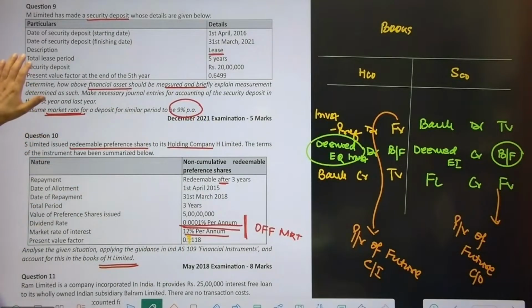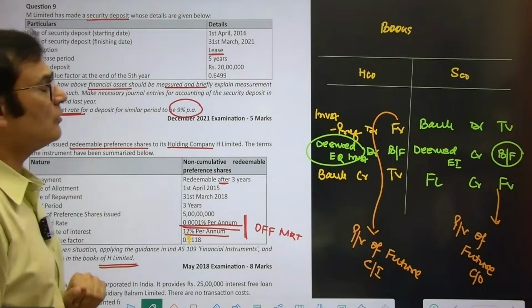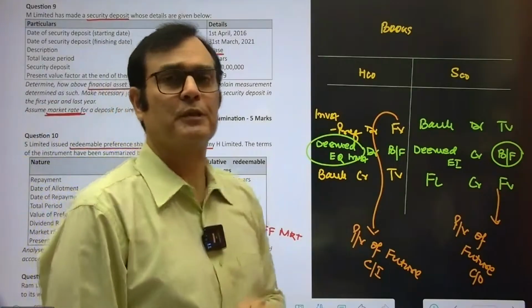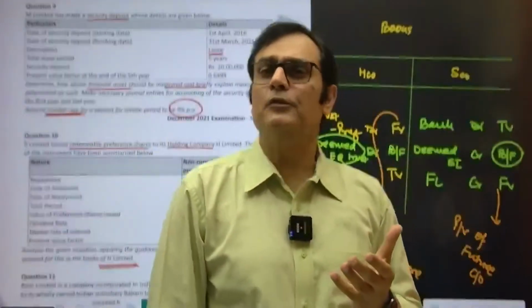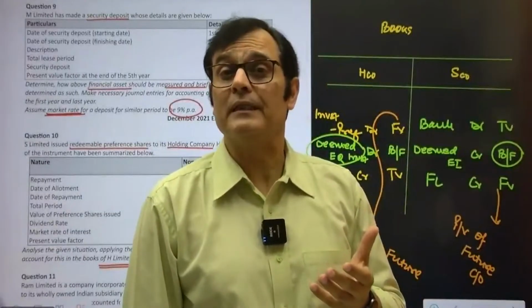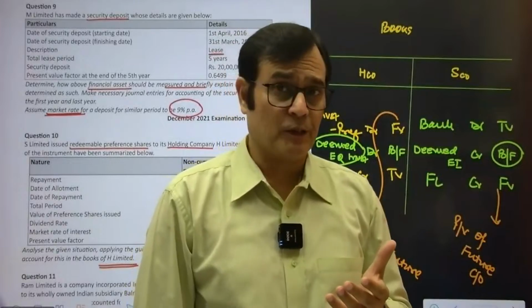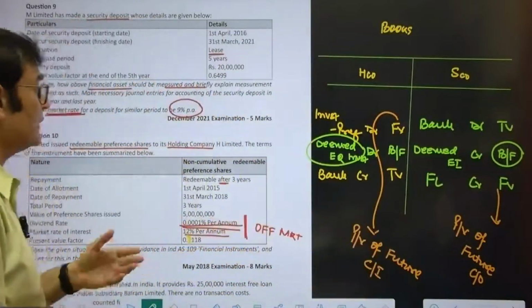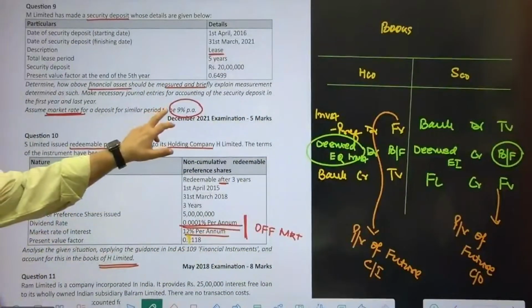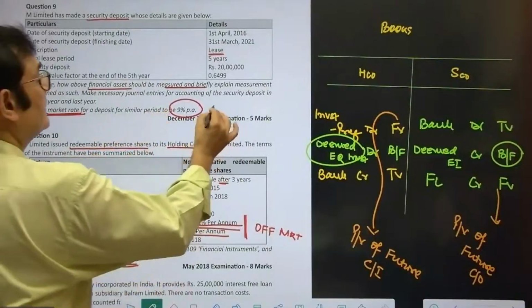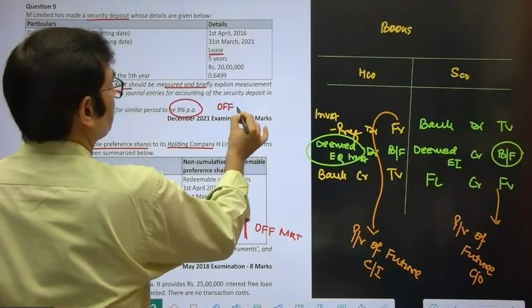Am I given anywhere the contracted rate of interest on this deposit? I don't see that there is any contracted interest rate given in this question, which means that it is an interest-free security deposit made to the lessor. So can I say in this particular case, the contracted rate is 0 and the market rate is 9? Certainly it indicates it's an off-market transaction.